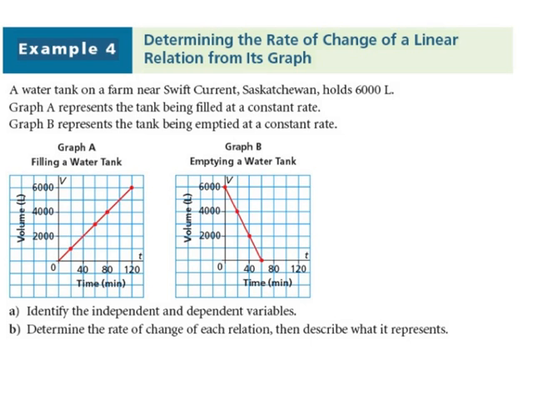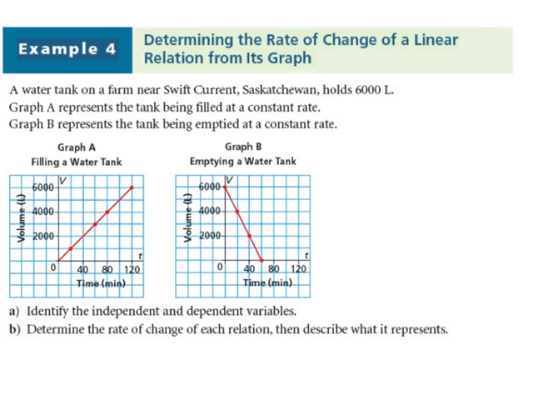Now we have a graph. A water tank on a farm near Swift Current, Saskatchewan holds 6,000 liters. Graph A represents the tank being filled at a constant rate, and graph B represents the tank being emptied at a constant rate. Identify the independent and dependent variable, and then we're going to determine the rate of change for each relation. When described, what does it represent?